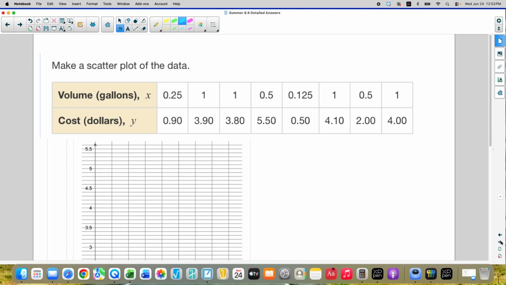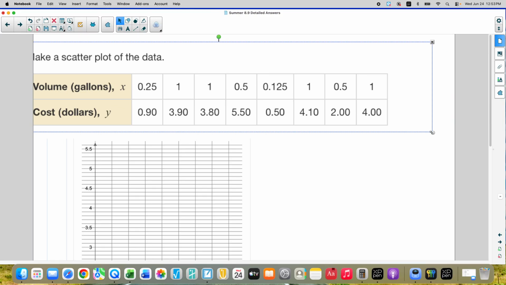Okay. Make a scatter plot. New data. Let's shrink that up a little bit.